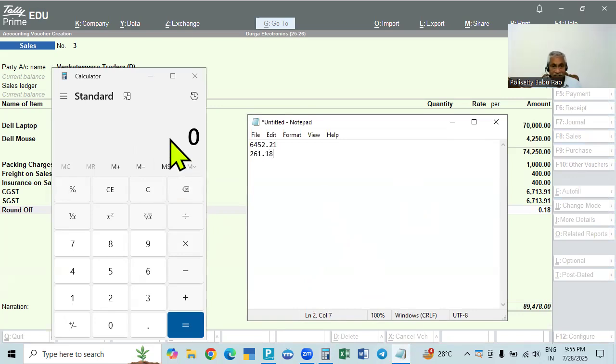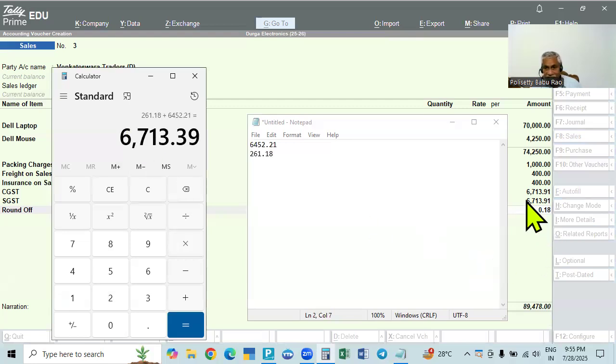So add the total, that is tax on this and tax on this. 261.18 plus 6,452.21, total amount will be 6,713.39. This is something wrong. I made a mistake.